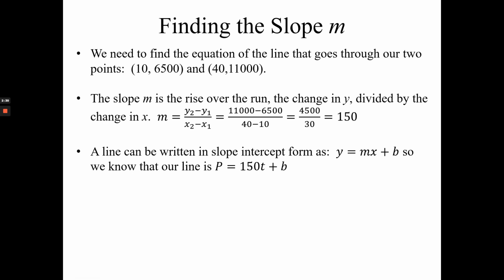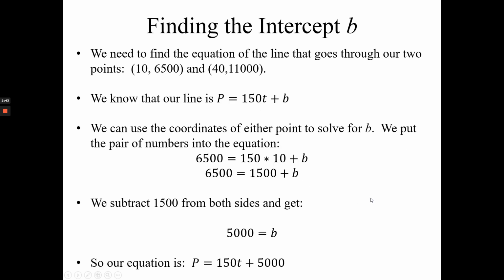Now any line can be written in slope-intercept form as y equals mx plus b, so our line must be P, that's our y, equals 150, there's the slope, times t plus b. So we're halfway there. So what happens next? Well, in order to find the equation of any line, I need both the slope and the intercept. So we know our equation is going to look something like P equals 150t plus b. I've got to find the b.